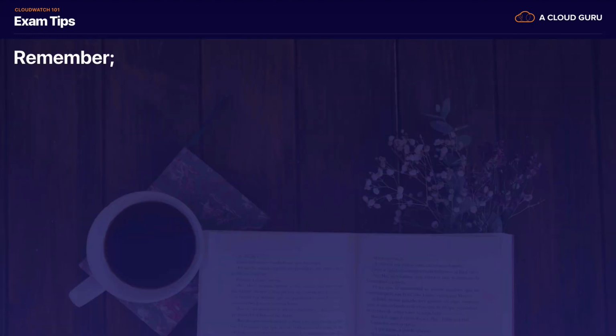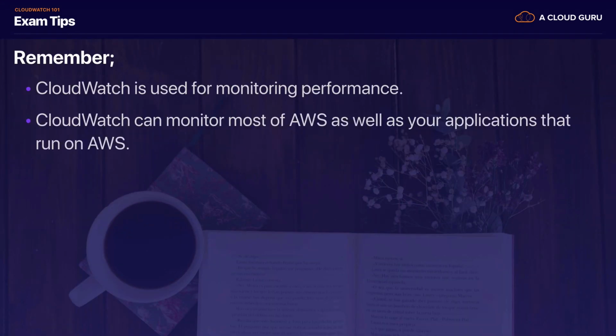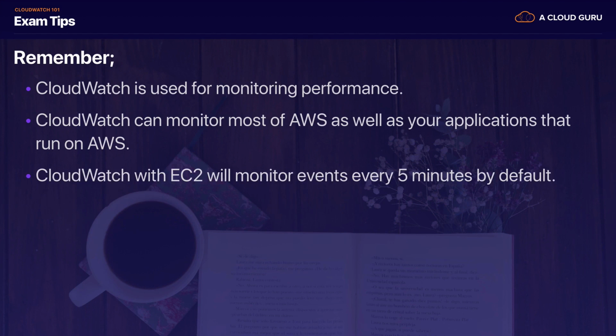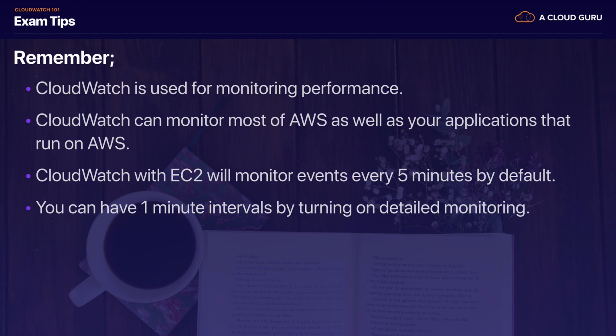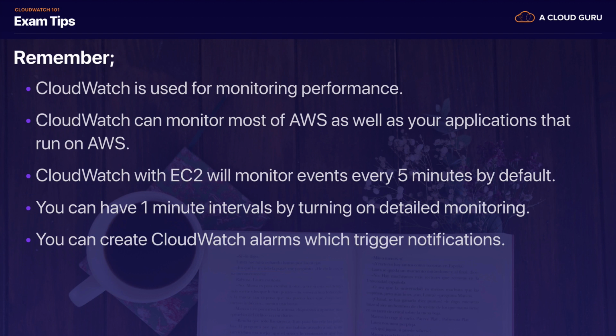So just remember going into your exam that CloudWatch is used for monitoring performance. CloudWatch can monitor most of AWS as well as your applications that run on AWS. CloudWatch with EC2 will monitor events every 5 minutes by default, but you can also have detailed monitoring turned on, and that will give you 1-minute intervals. And we'll look at how to do that in the next lab. You can also create CloudWatch alarms, which trigger notifications. And we did that when we created a billing alarm. That was essentially creating a CloudWatch alarm for our billing. We're going to do that in the next lab as well, but we're going to create some EC2 performance alerts.